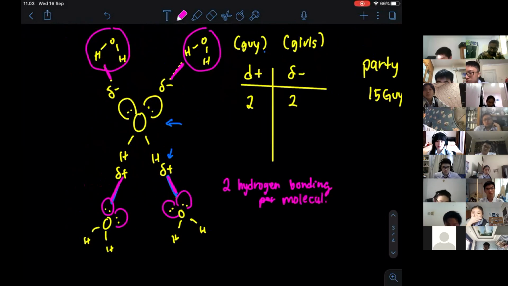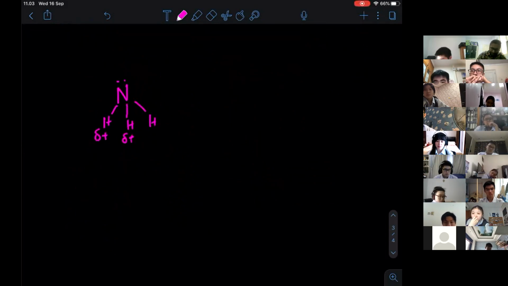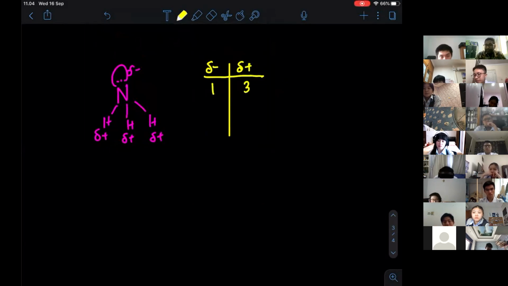How about ammonia? Let's actually look at ammonia. Delta positive, delta positive, delta positive, delta negative. I just put delta negative like this. It's very important to actually write it down like this. I think it's much easier to understand. So how many delta negative, how many delta positive? You will have 3 delta positive and 1 delta negative.